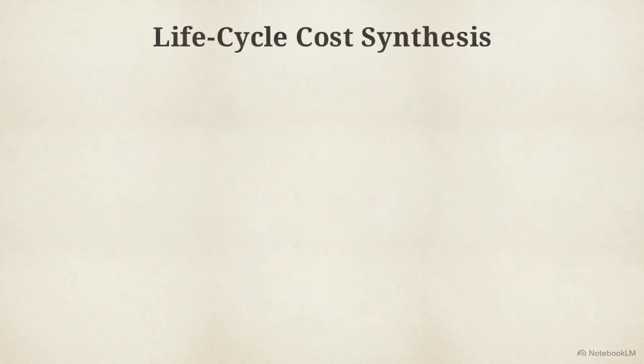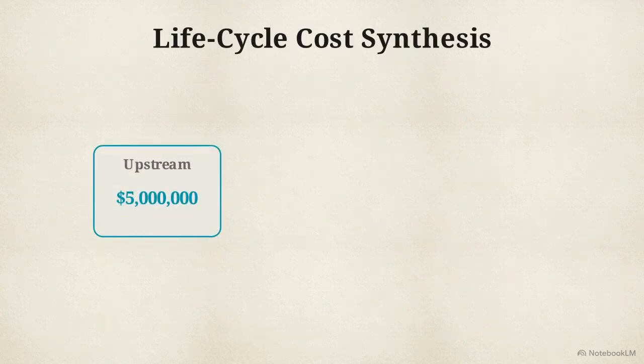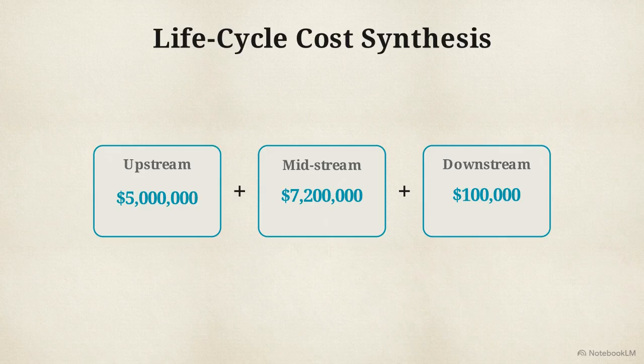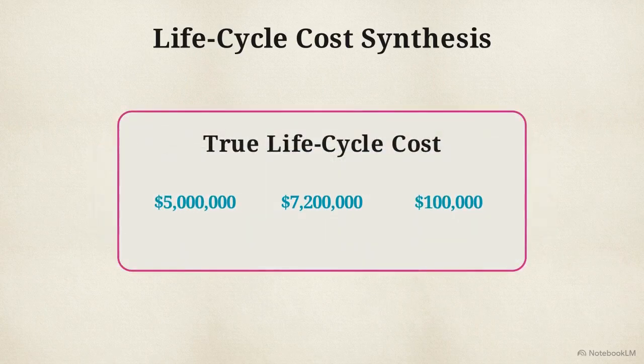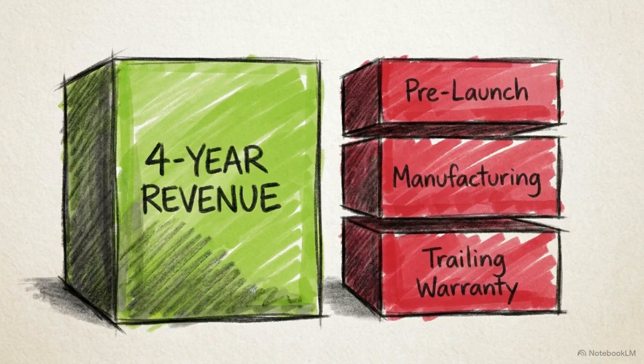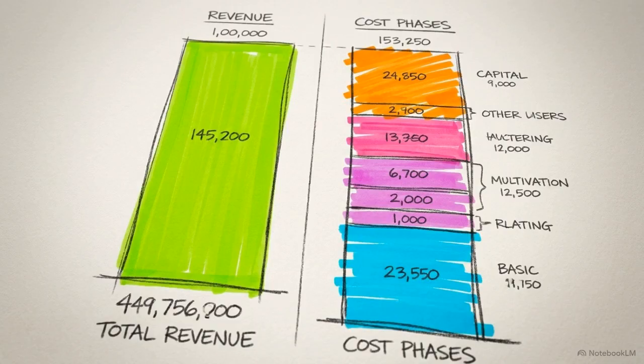By summing all 3 phases, the upstream design, the midstream production, and the trailing downstream warranties, we calculate a true life cycle cost of $12.3 million. Revenues from the 4-year sales window must cover both the $5 million spent before launch and the trailing warranty claims. A precise profitability assessment requires matching a product's total lifetime revenue directly against its comprehensive multi-year value chain costs.